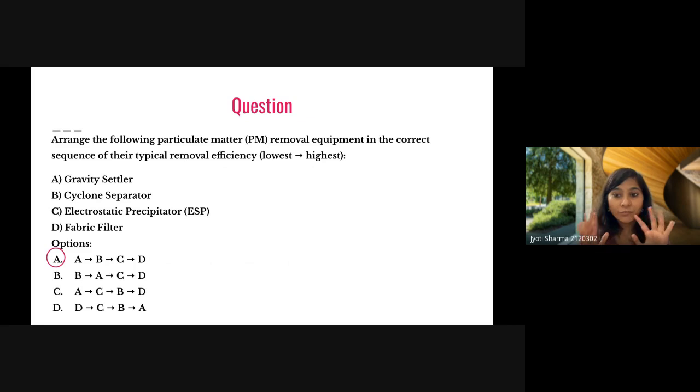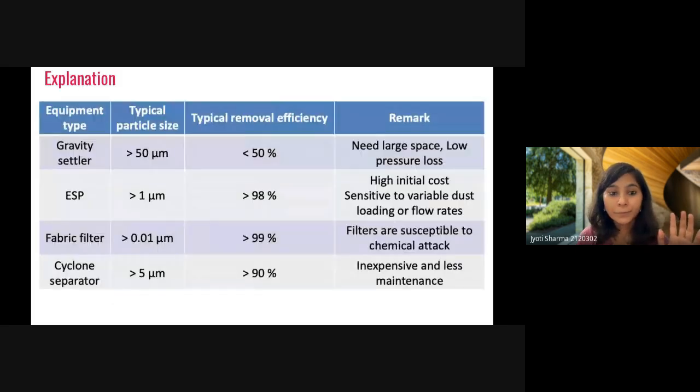So I think now the principle of these four instruments, or machinery, is clear to all of you. Here you can also see for the gravity settling, efficiency is typically 50%, ESP it is 98, for fabric filter it is near to 99, and cyclone separator it is near to 90%. And here are also some remarks on how much area we need, what kinds of sensitivity we have to the environment or to some chemical attack. You can read about these things.